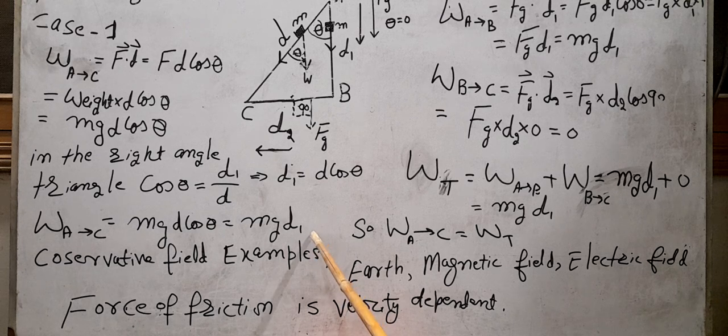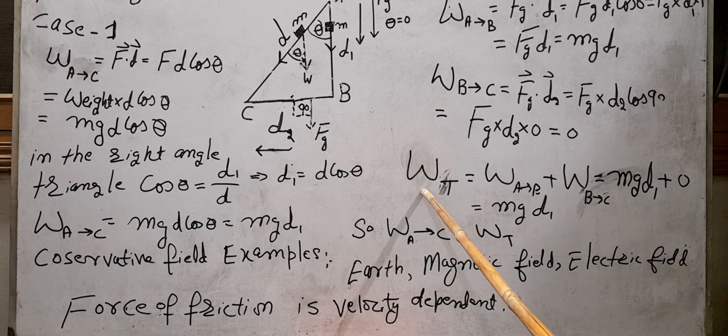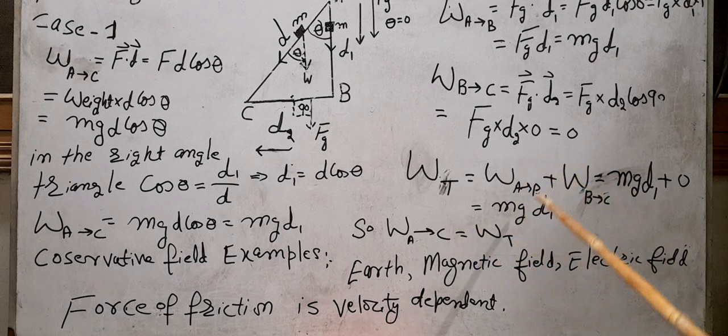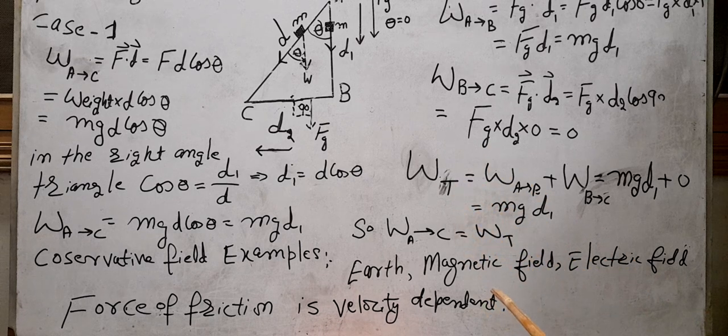Now we can see that the work done in moving the body from A to C, and the total work done in moving the body from A to B and then B to C, both come out equal to mg d1. It means the work done in moving the body from A to C is independent of the path followed. It depends only on the initial and final points, which are the same in both cases.